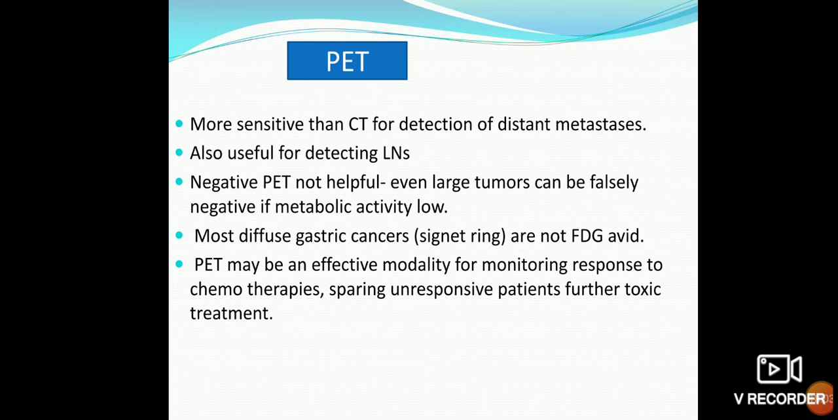Then next one is the PET scan. It is more sensitive than CT for detection of distant metastasis, also useful for detecting lymph nodes. Negative PET is not helpful. Even a large tumor can be false negative. Metabolic activity is low if they are not 18F fluorodeoxyglucose avid. Most diffuse gastric cancers, signet ring, are not FDG avid. PET may be an effective modality for monitoring response to chemotherapies, sparing unresponsive patients the toxic treatment.